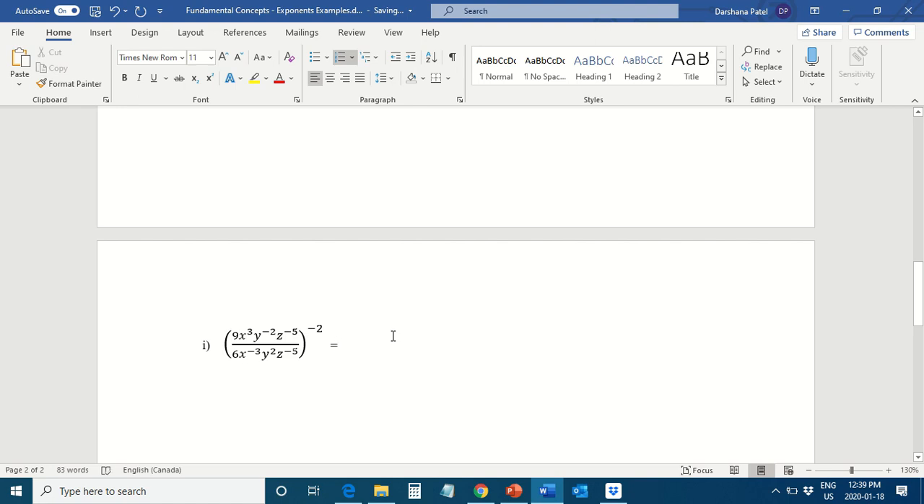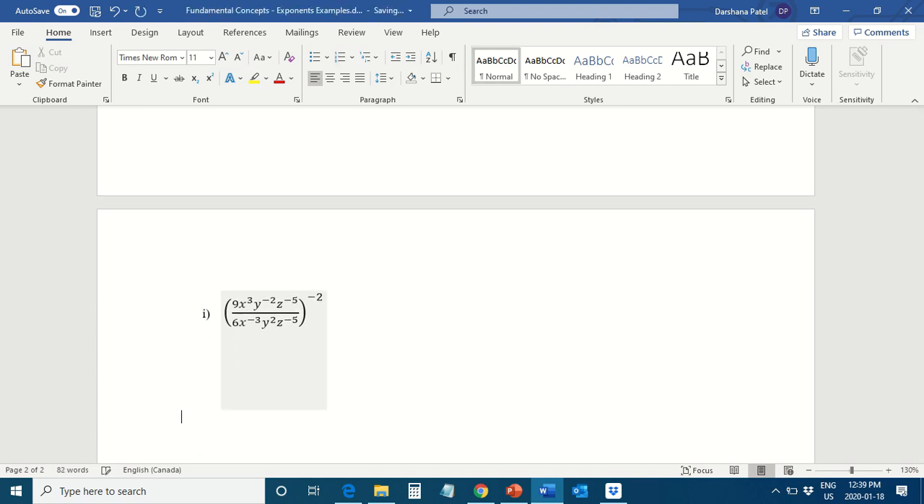Combining all of the rules, the trickiest it gets is something like this. I have some numbers, some variables, some negative exponents. Outside the bracket, there is a negative exponent. So for this question, we have a few options. Option 1, what you can do is basically get rid of the negative exponent outside the bracket. Another option you have is work within the bracket and then take care of the negative exponent outside the bracket. So I'm going to take the second approach.